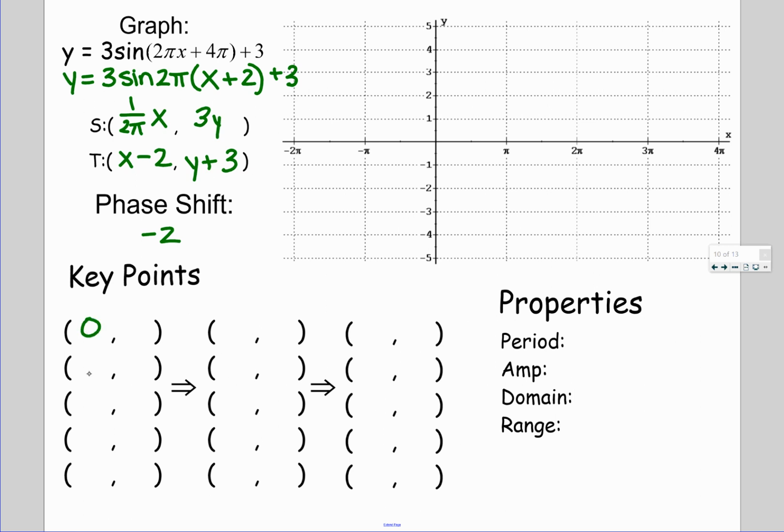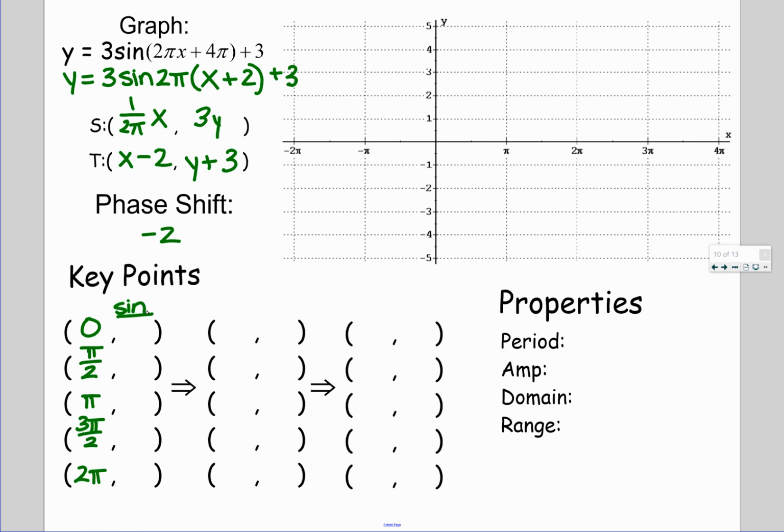Okay. Key points. Start with those same radian measures. Every quarter rotation around our unit circle: 0, pi over 2, pi, 3 pi over 2, 2 pi. Only difference now is we are graphing the sine function. So at each of those radians, think about your unit circle. We want the sine at each of those values.